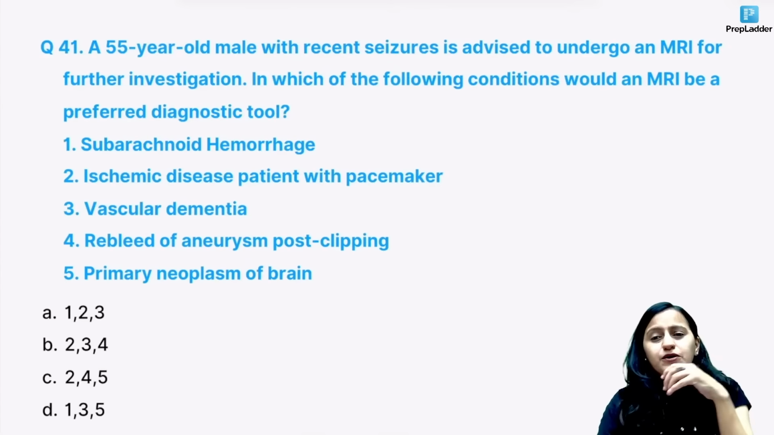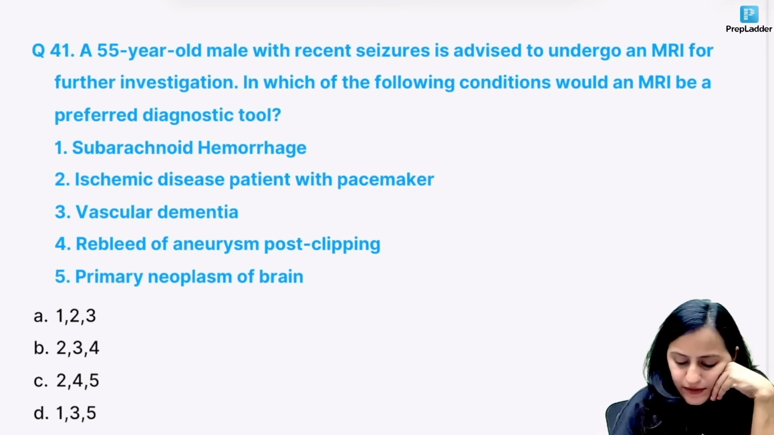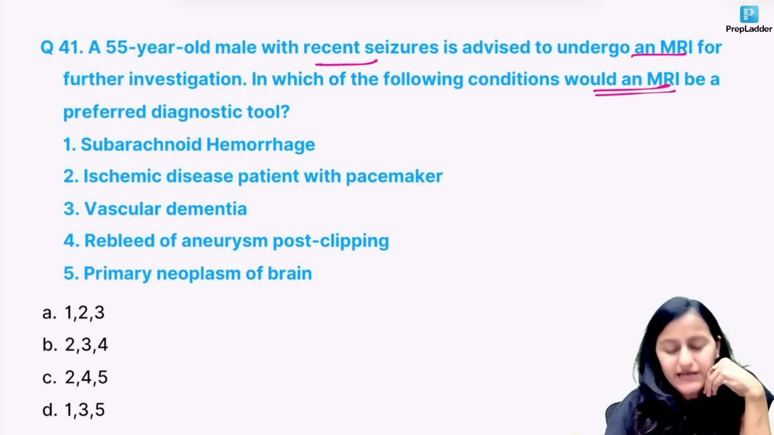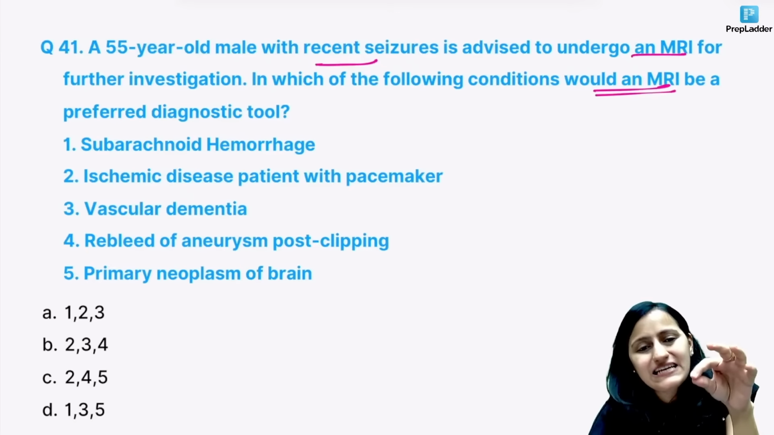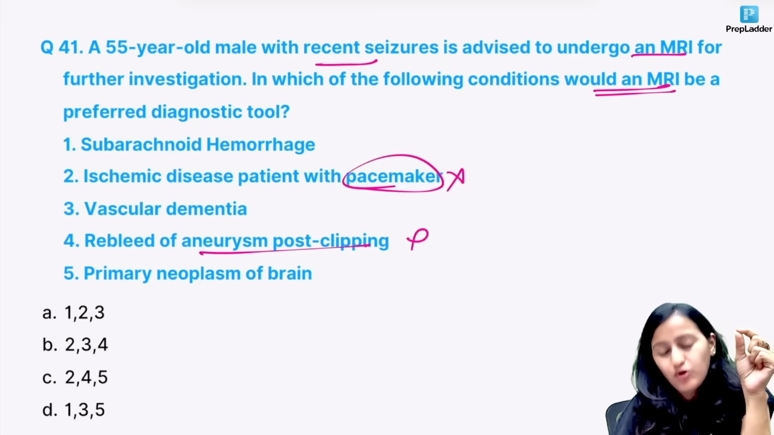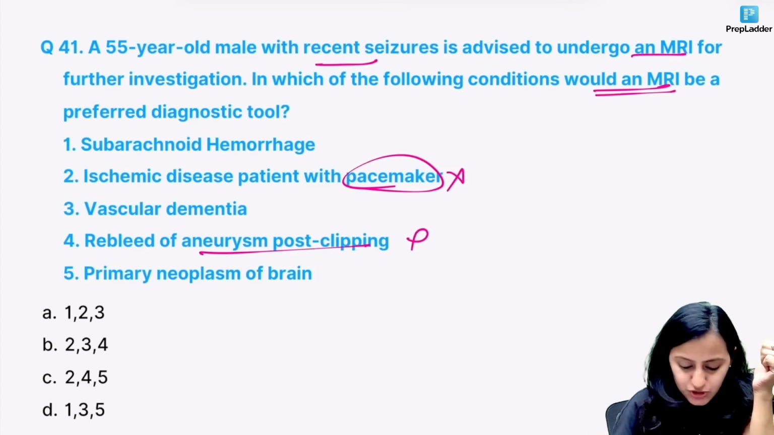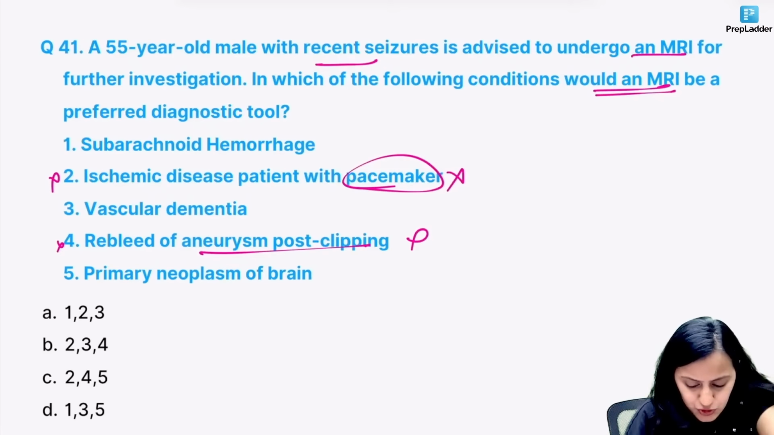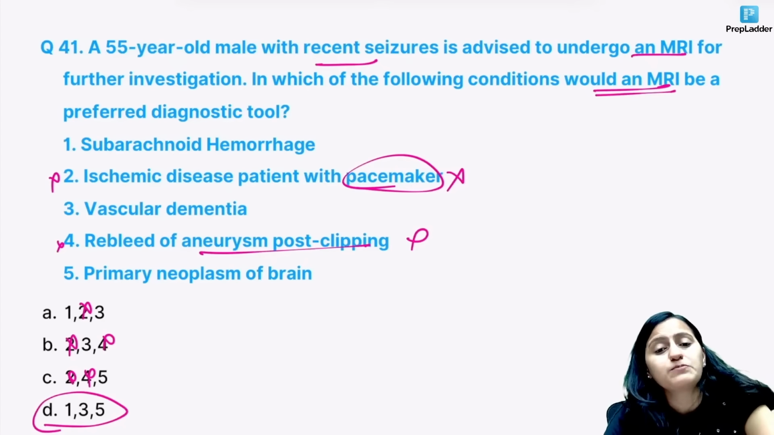Okay. Going to the next one. 55-year-old male with recent seizures advised to undergo MRI. In which of the following conditions would an MRI be preferred diagnostic tool? So basically इसमें से किसमें MRI नहीं करोगे? Pacemaker के साथ MRI नहीं करोगे. Aneurysm post clipping. So basically metal वाले में हम MRI नहीं करेंगे, है ना? So basically 2 और 4 में तो आप definitely MRI करोगे नहीं. तो 2 में भी नहीं. 2, 4, 2, 4. The only option that you are left with is option D.